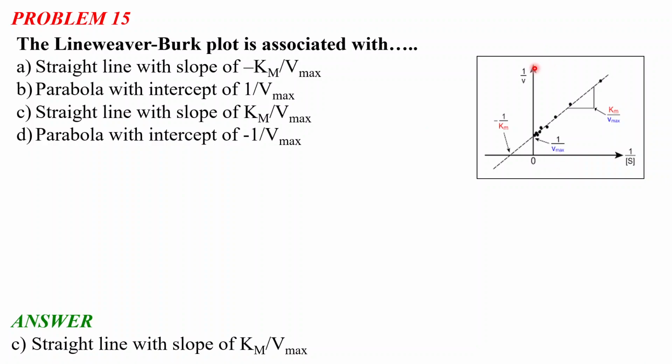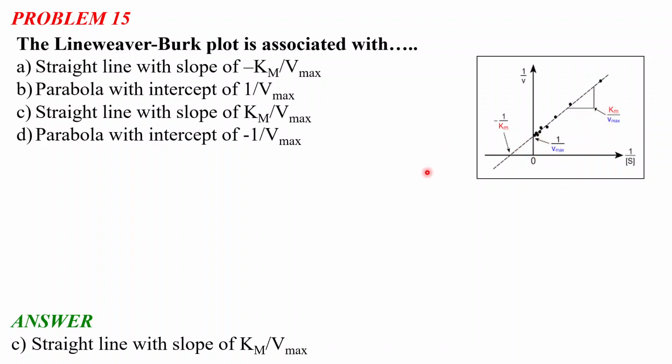Okay. So as you can see, on the y axis we have 1 by V and on the x axis we have 1 by S. And this is the slope of this particular straight line. So if we plot this graph, we have a straight line with a slope of Km by Vmax and the intercept of 1 by Vmax.